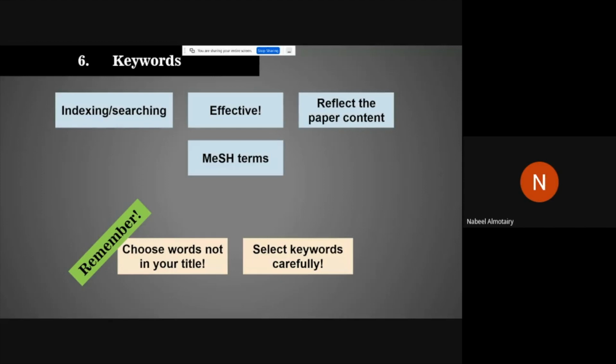And it's also important to select the keywords carefully, because some terms will make your article difficult to find because they are overgeneralized, and there are some terms that are really specific. So you will have difficulty, as you will have a lot of filtering of other studies. So try to choose them carefully.